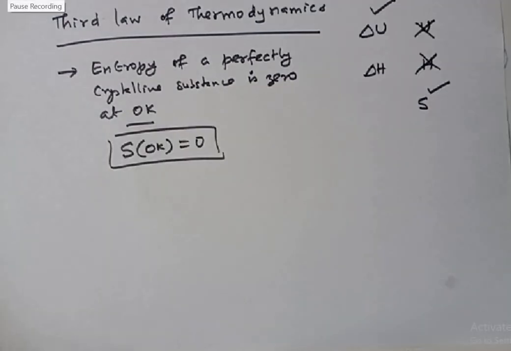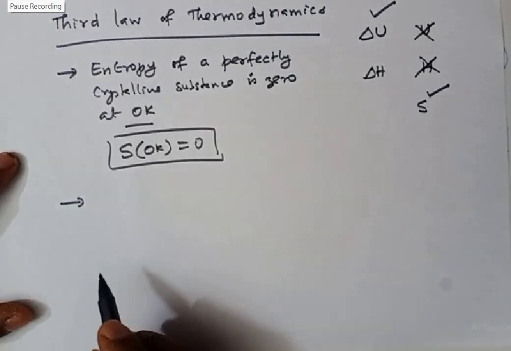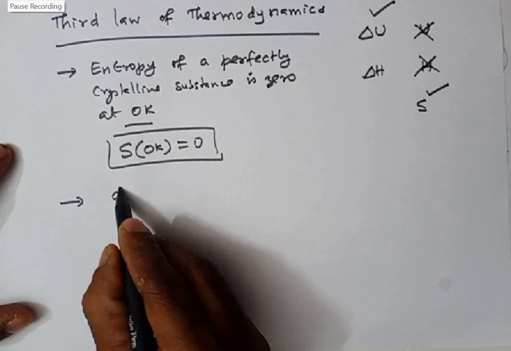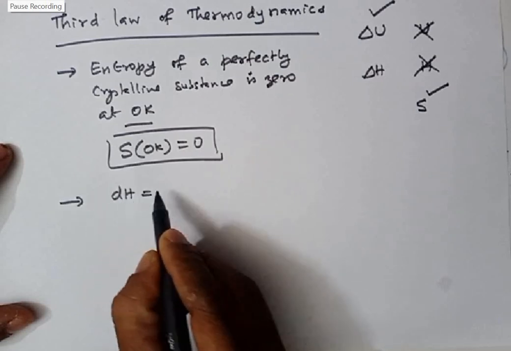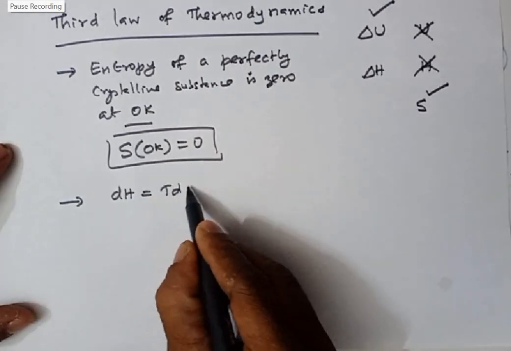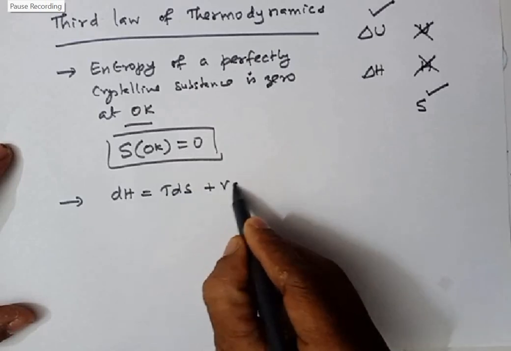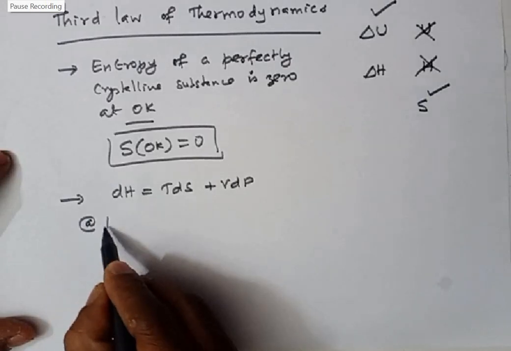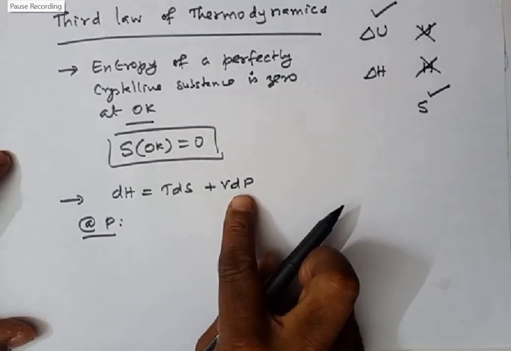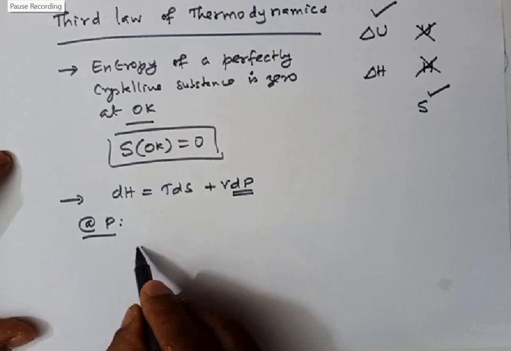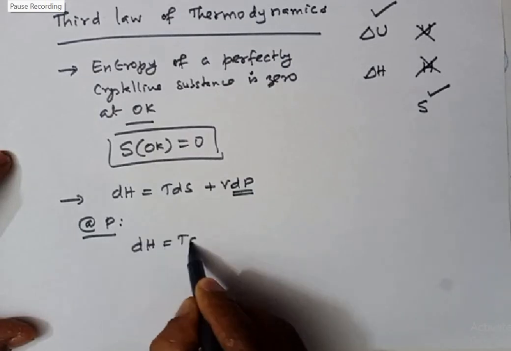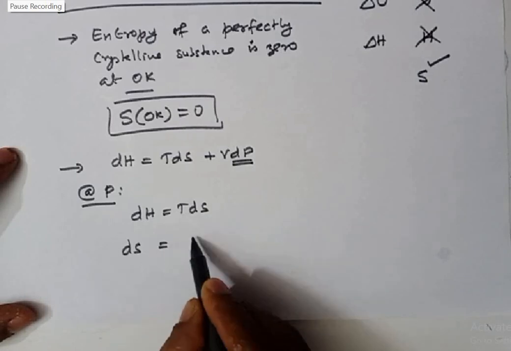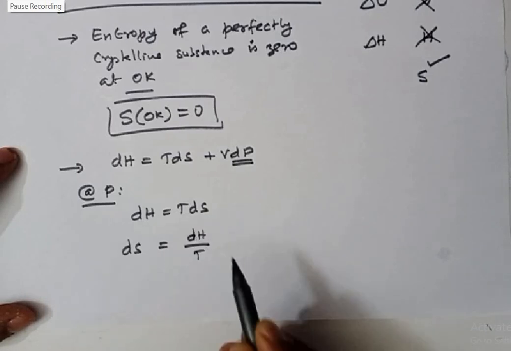So you know very well, for a closed system, change in enthalpy we can write as TdS plus VdP, right? At constant pressure, if we keep pressure constant, dP becomes 0. Therefore, I can write dH is equal to TdS. Right? Then what is dS? dS is equal to dH by T.